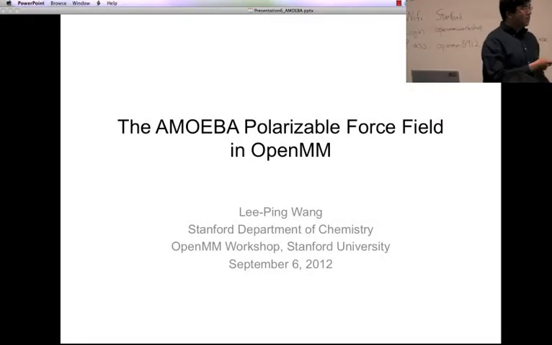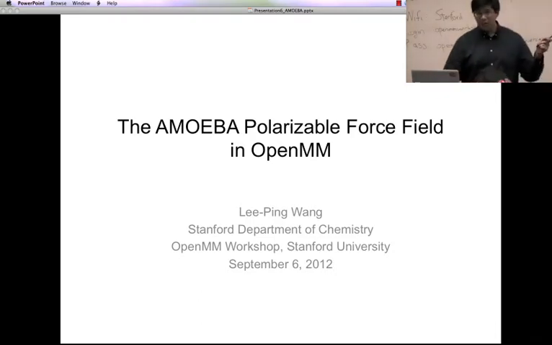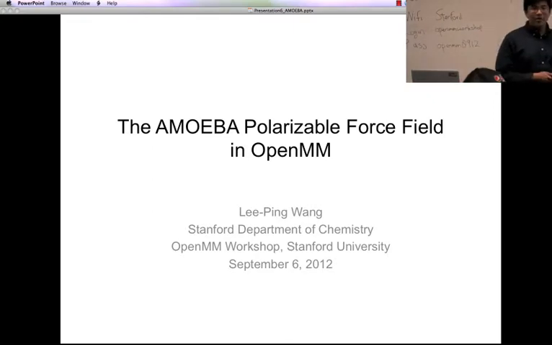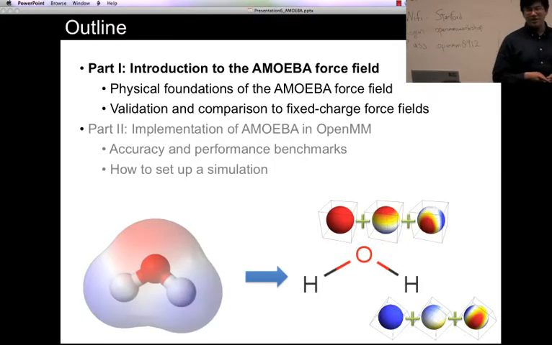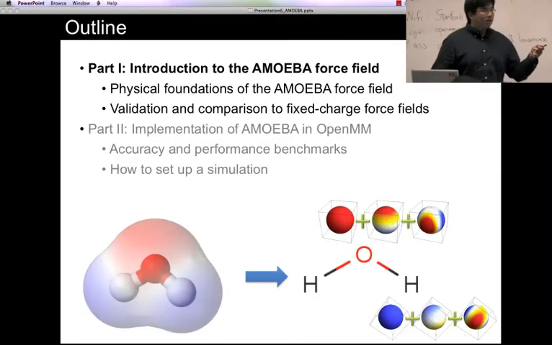Okay, I'll try to keep this presentation short. I'm here to tell you about a number of things over the course of this workshop. And this is the AMOEBA polarizable force field as implemented in OpenMM. I'm going to introduce the force field, so this talk is going to be a little more about the physics and a little bit less about the programming.